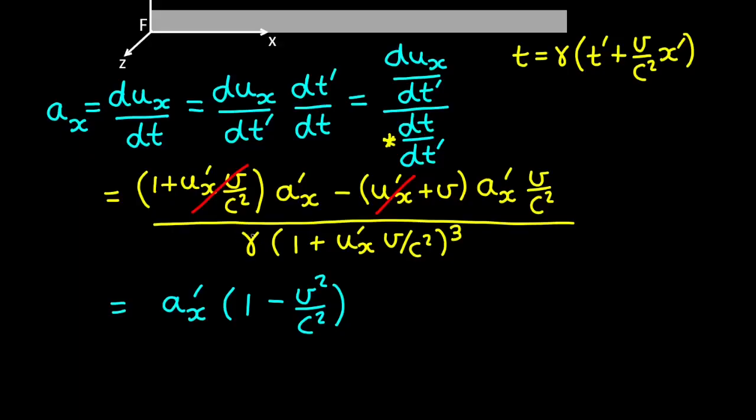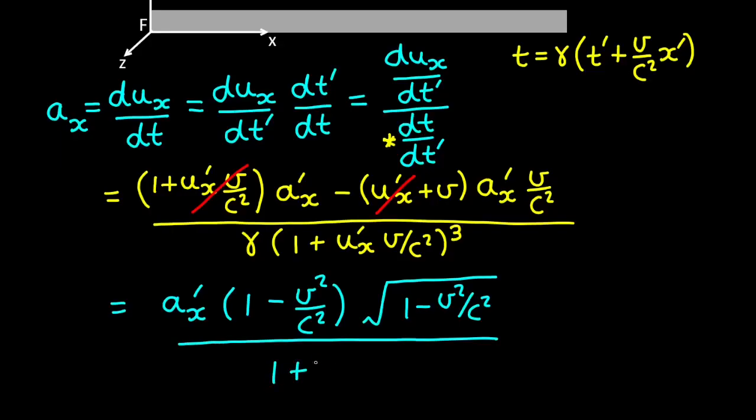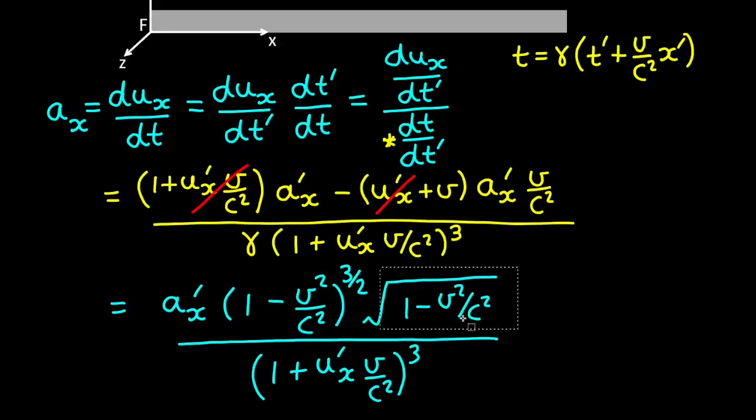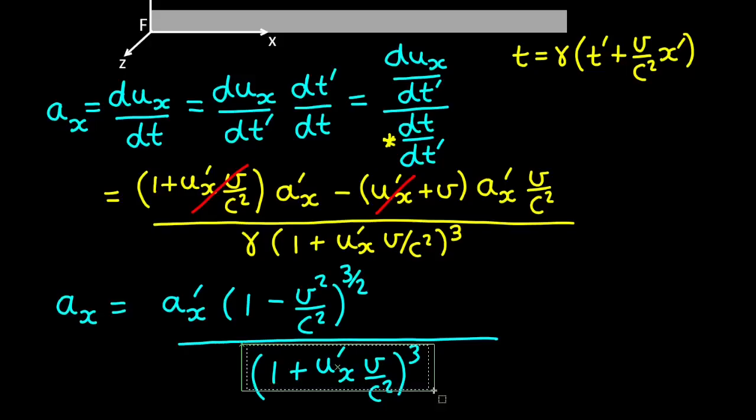And the Lorentz factor is the reciprocal of the square root of this expression. So we end up with the square root of 1 minus v squared on c squared in the numerator, and that's divided by 1 plus ux' v on c squared, all cubed. So here we have an expression to the power of 1 by the same expression to the power of a half, so we get this expression to the power of 3 on 2. And that's our acceleration in the unprimed frame, in the x direction.